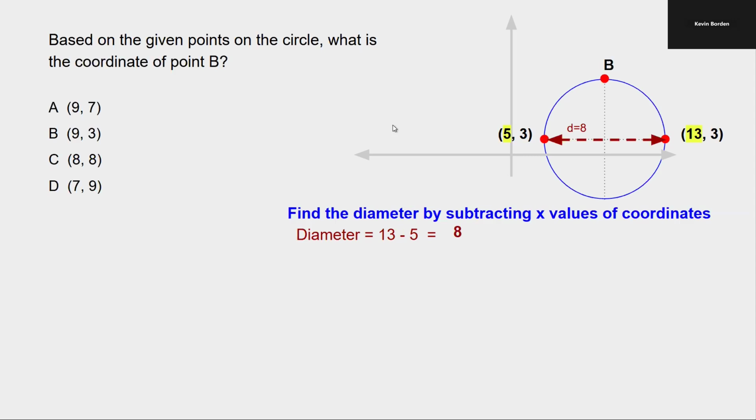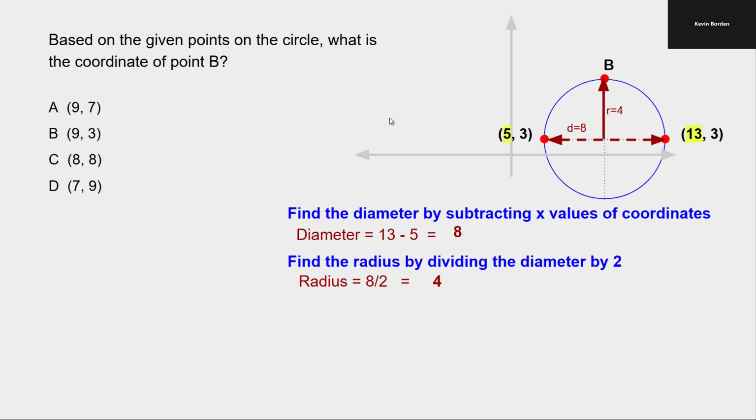Now, a lot of times we want to find the radius when we're working with circles, and this is no exception. We want to find the radius by dividing the diameter by 2. That's easy. Our radius is 8 divided by 2, which is 4. And we can also diagram that on our circle. That is the distance from the center of the circle to the outside.